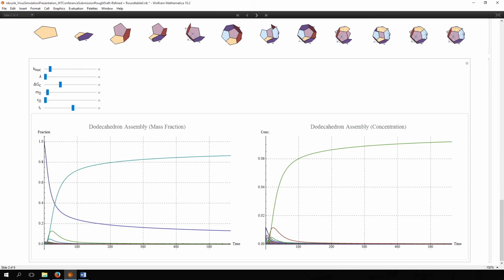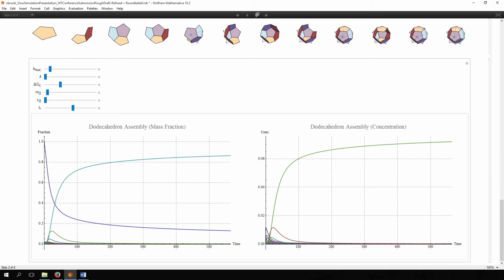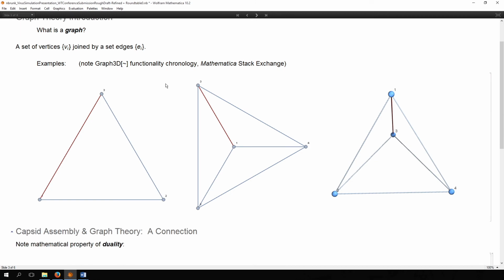So if we go to the next part, I think I can probably skip, I'm used to talking to biologists, so I give an introduction on graph theory, but I think we can probably skip that. So yeah, a graph is just nodes joined by edges.